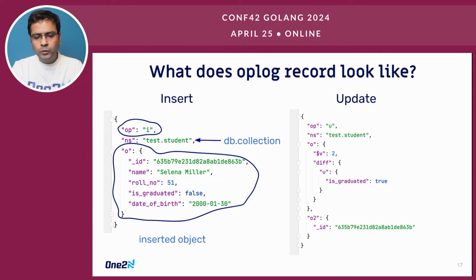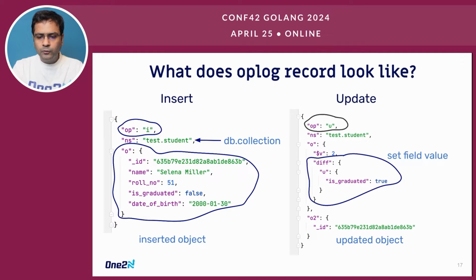Similarly for update, you've got operation as update, you've got the namespace, and you get a set of field value pairs, right? What is being updated, and you get the actual updated object. So imagine you want to update based on some key, and you want to set some new set of values. That's what you get in the update oplog. And similarly, you will have delete as well.